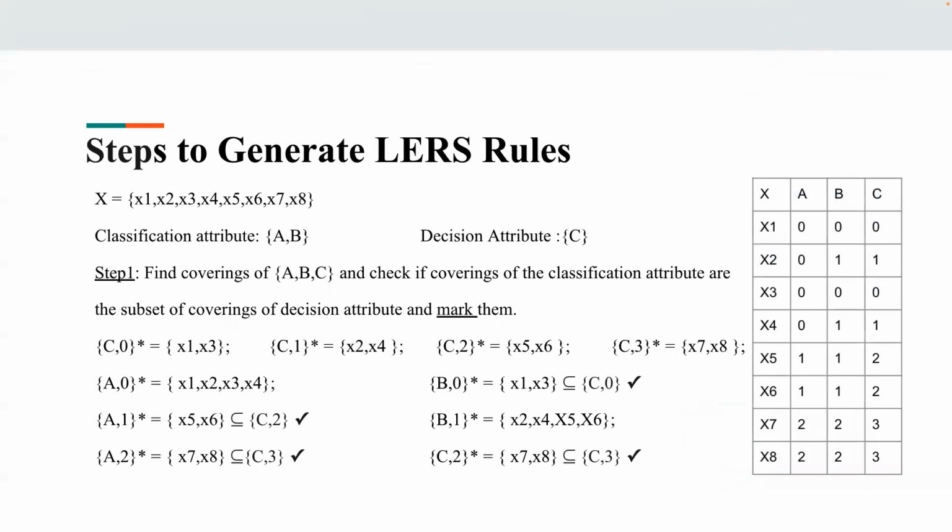We need to first learn the steps to generate LERS rules. For example, take a set X where X is equal to X1, X2 up to X8. Classification attributes will be A and B, and the decision attribute will be C. Find coverings of A, B, C. Check if coverings of the classification attributes are a subset of the covering of the decision attribute and mark them, like C comma 0 is equal to X1, X3, C comma 1 is equal to X2, X3, X4, C comma 2 is equal to X5, X6, C comma 3 is equal to X7, X8, and so on. This marking has to be done with respect to the table which is given, where values for X, A, B, and C are given.